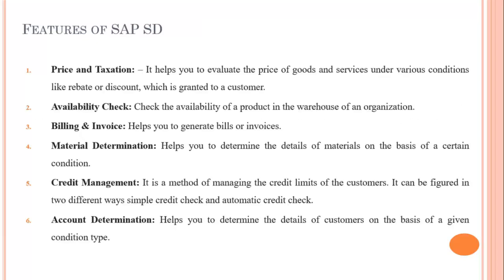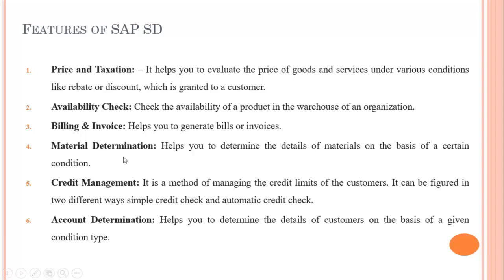So, what are the features of SAP SD? First feature is price and taxation. It helps you to evaluate the price of goods and services under various conditions like discount which is granted to a customer. Second is availability check. It helps you to check the availability of a product in the warehouse of an organization. Third is billing and invoice. SAP SD helps you to generate bills or invoices of the product.